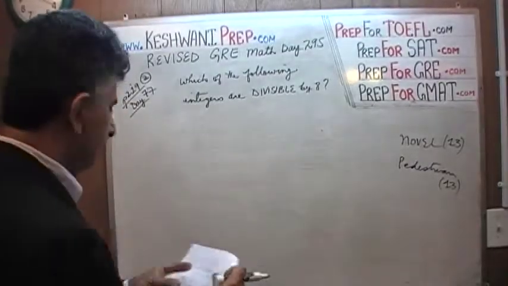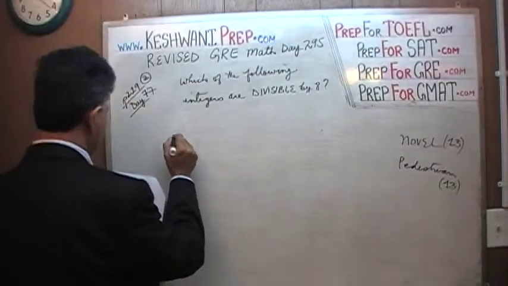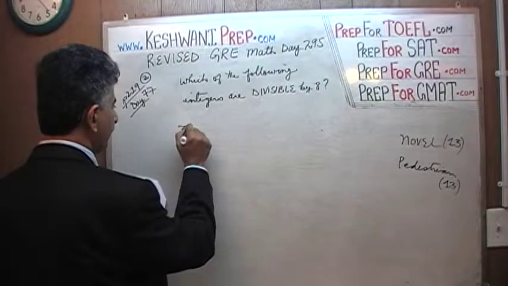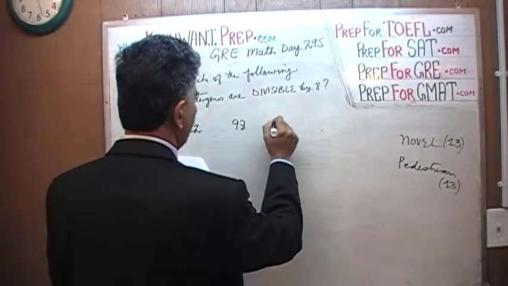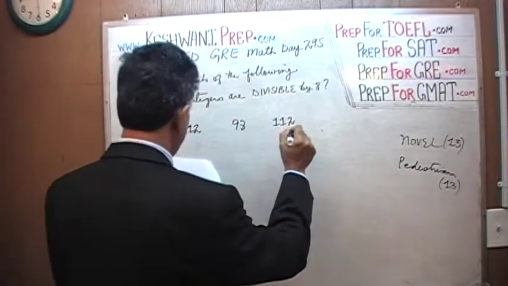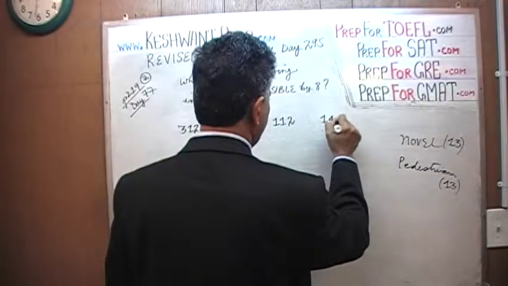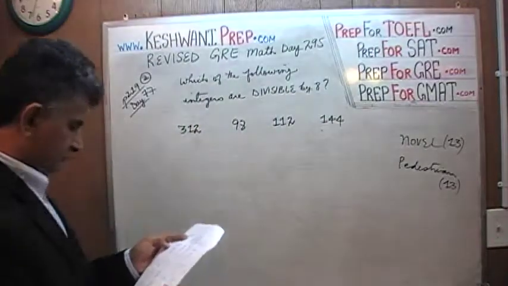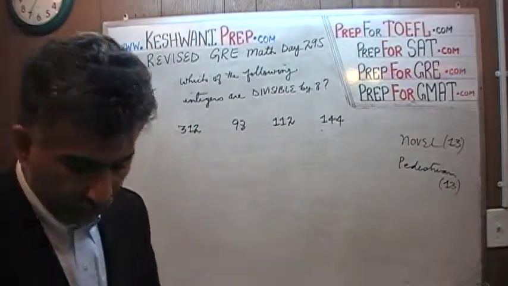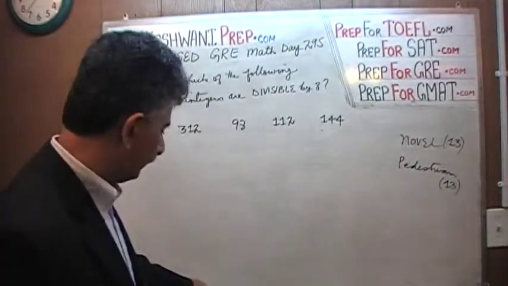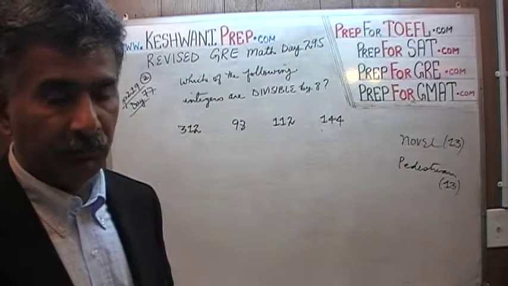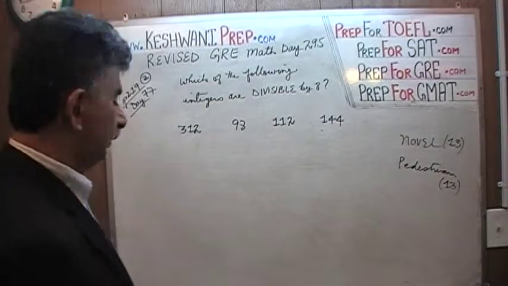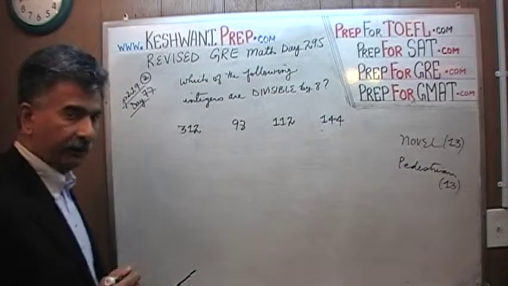Okay, so here are the 3 numbers that are given to us. 312, 98, 112, and 114, 144. Whatever. So let's have a go at it. Listen carefully. We're trying to see if these numbers are divisible by 8. But what we're going to do is divide this number by 2 at a time.